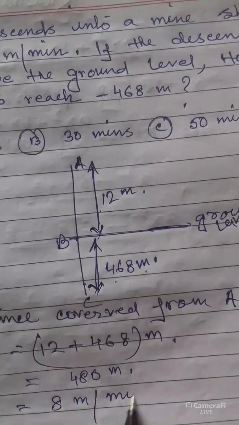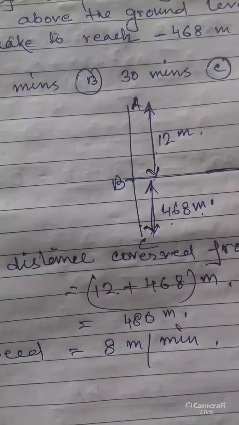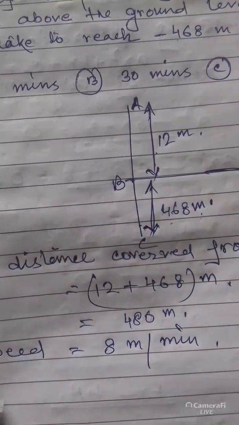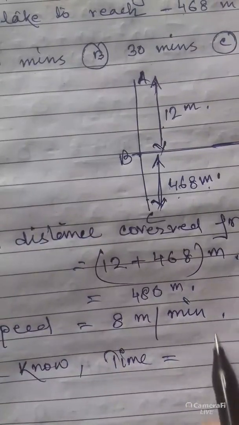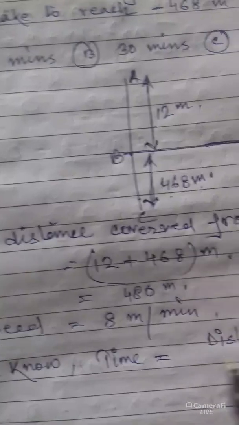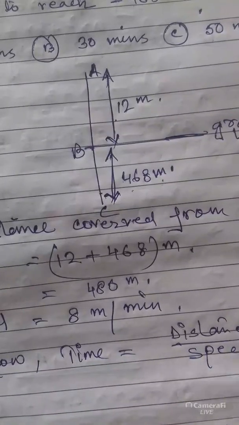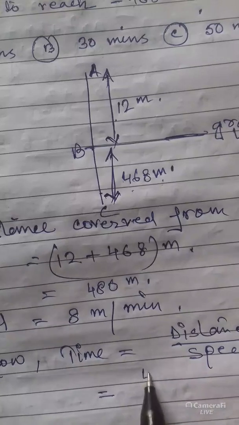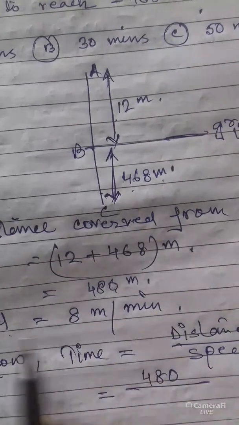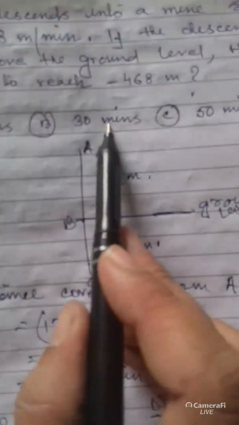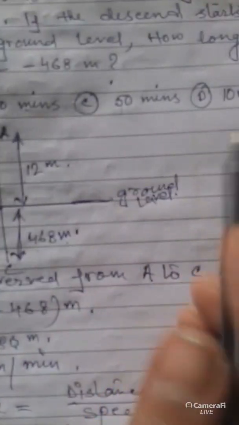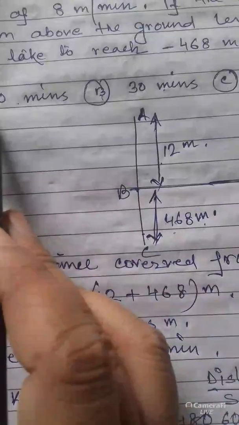As you know, time equals distance by speed. Distance is 480 and speed is 8 meters per minute, so the time is 60 minutes. 60 minutes is the right answer. So option A, 60 minutes, option B 30 minutes, option C 50 minutes and option D 10 minutes. Option A, 60 minutes, is the right answer.